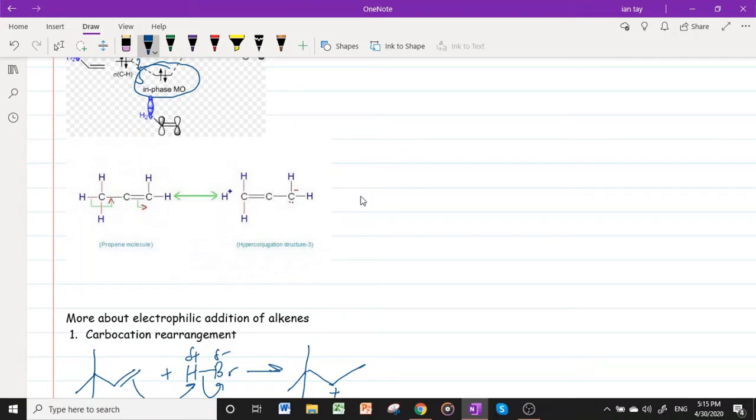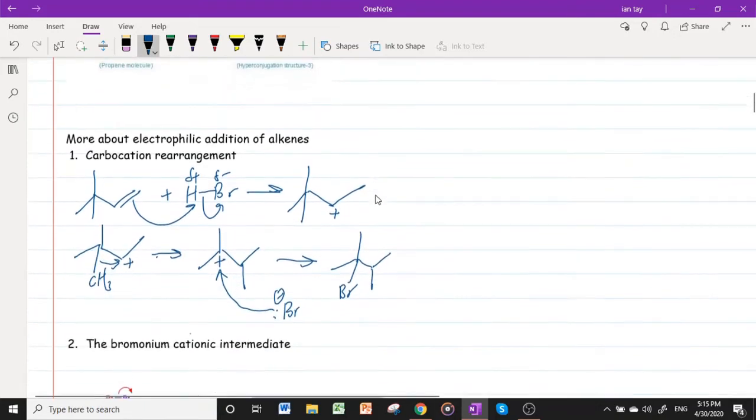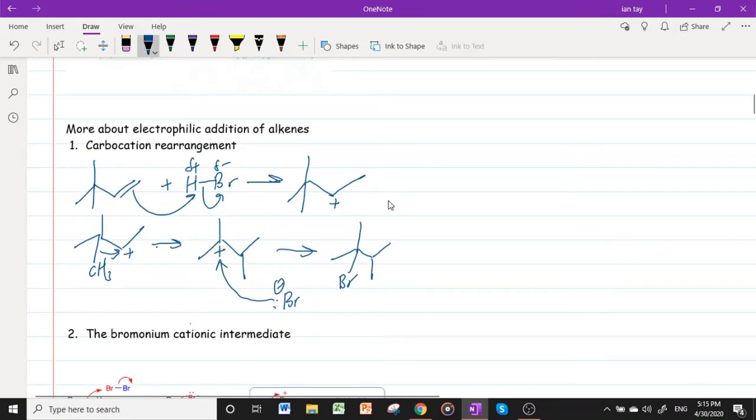So now that we have explained why more substituted alkenes are more stable, we can go on to take a look at the electrophilic addition of alkenes. So I'll skip what you have already learned probably at the junior college level about electrophilic addition of alkenes, and in fact go on to some more interesting aspects of it. The first aspect will be carbocation rearrangement.